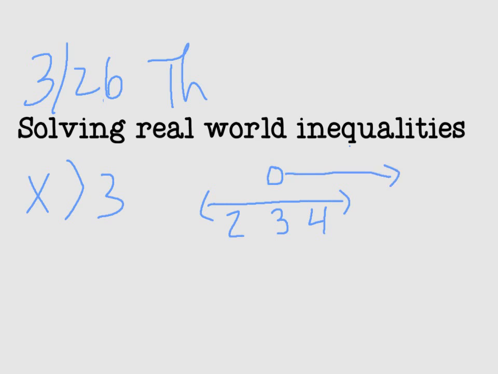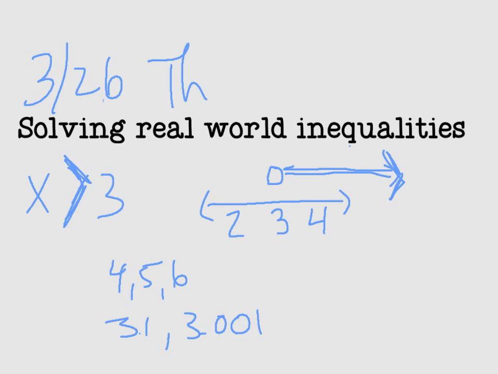So that means the numbers 4, 5, 6, whatever, but also numbers like 3.1, 3.001. All of those numbers are greater than 3, and it's represented by this line going this way. And as we remember, the point of my arrow looks exactly like the point of my inequality sign. Alright, so we're going to do two more examples.